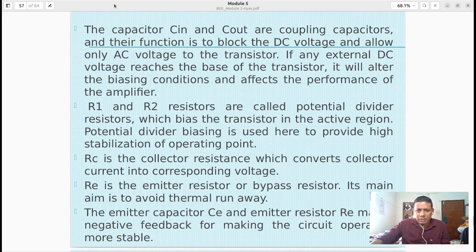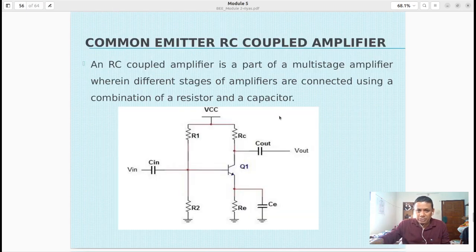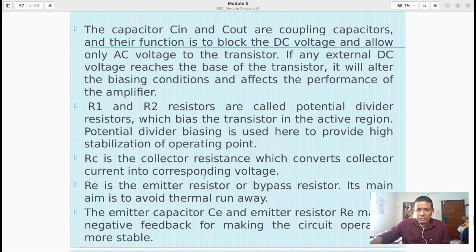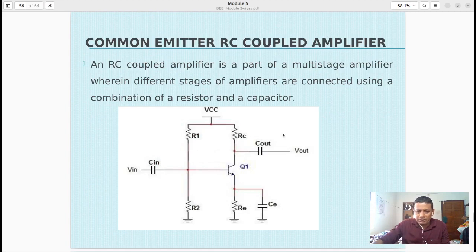Then the next is the capacitors C in and C out, which are the coupling capacitors in the diagram, and their function is to block DC voltage and allow only AC voltage to the transistor. So, the function of this coupling capacitor is to pass only AC in here, and DC will be blocked. Otherwise, the biasing will get affected. If you use direct coupling here, biasing will get affected.